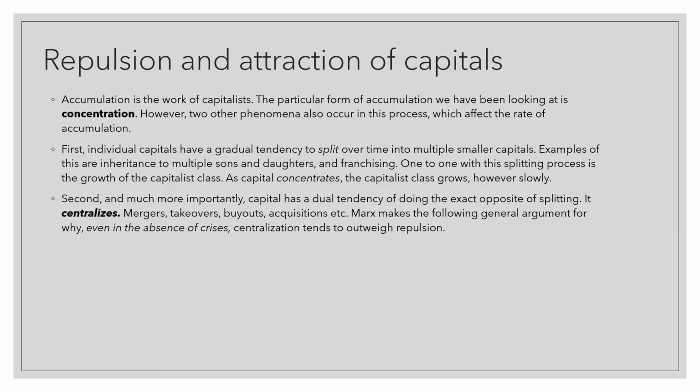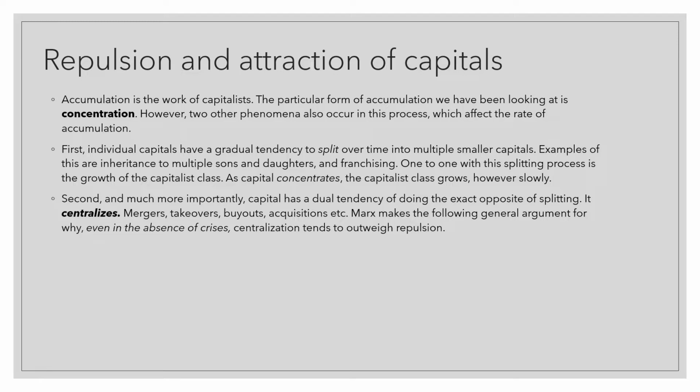And so what we see in either case of this is a general slow growth of the capitalist class itself. So as capital concentrates, individual capitals have a tendency to repel from each other, to split off into smaller capitals. And this splitting process always corresponds to a growth, however slowly, of the capitalist class itself. So while it's questionable the extent to which this actually affects the rate of accumulation, I'm really not convinced that it affects it much at all, and I think Marx agreed with me.